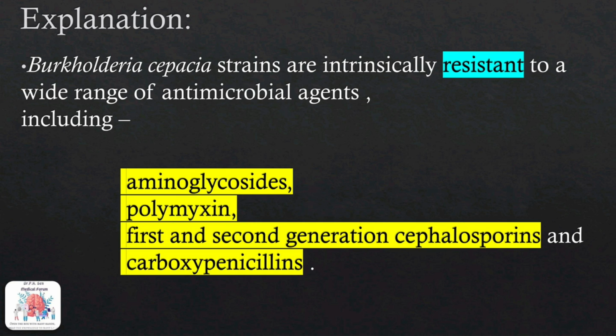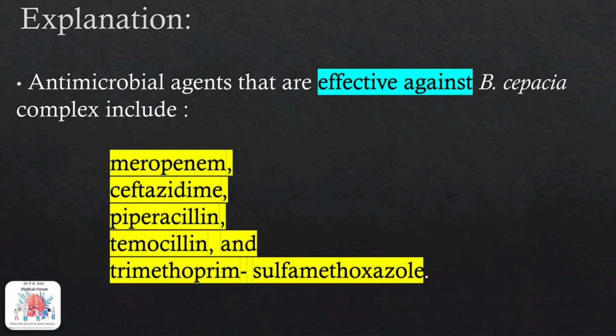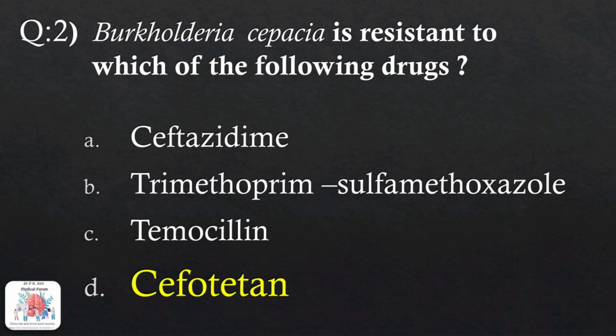B. cepacia are intrinsically resistant to a wide range of antimicrobial agents, including aminoglycosides, polymyxin, first and second generation cephalosporins, and carboxypenicillins. However, antimicrobial agents that are effective against B. cepacia also exist, and these include meropenem, ceftazidime, piperacillin, temocillin, and trimethoprim sulfamethoxazole combination. So, B. cepacia is resistant to cefotetan in the following options which are given.